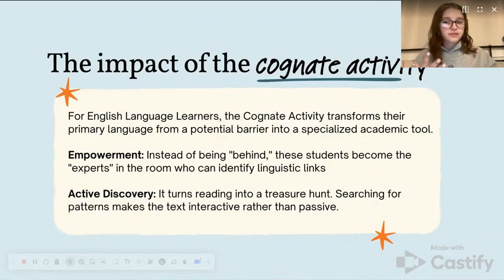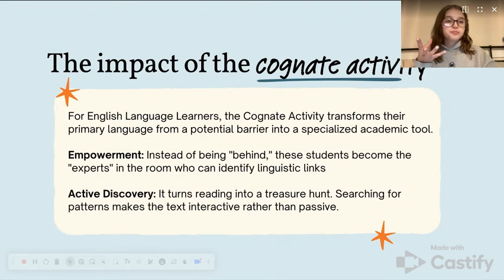So what is the impact of this? For ELL students, the cognate activity transforms their primary language from a potential barrier into a specialized academic tool, because this is giving them a better understanding of what they're reading. Instead of just being like, oh, here's a vocabulary list, you're giving them the opportunity to connect their native language to the new language they are learning.